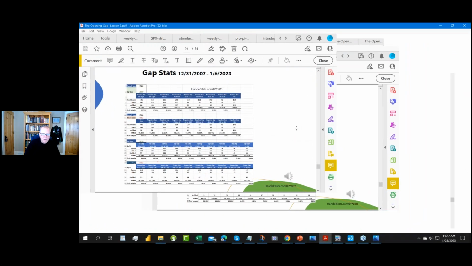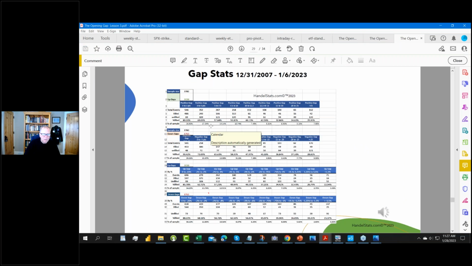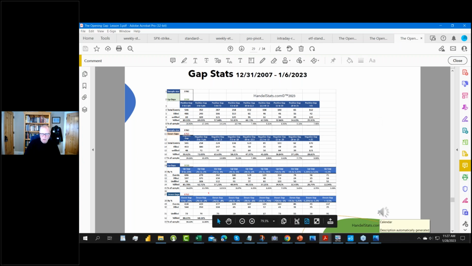So this is gap stats by size, and this is only looking at them one way. I have several pages of stats. This is up and down gaps by points and percentage from 12/31/07 to 1/6/23, and that's 3,782 days. And as I say, I have tables of these stats in here, and I talk about them in other pages of the video. I think there's like 45 pages in this PowerPoint with sound and a voiceover.